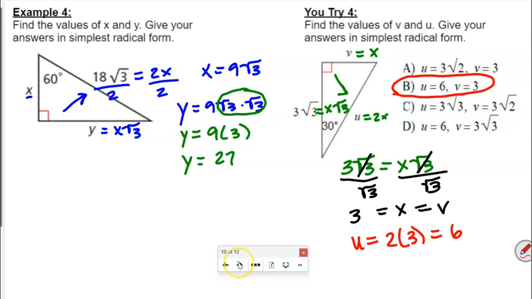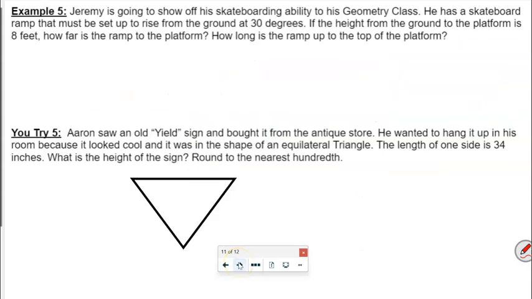Okay? All right, so the next one says Jeremy's going to show off his skateboarding ability to his geometry class. He has a skateboard ramp that must be set up to rise from the ground at 30 degrees. So I'm going to make it a ramp and I'm going to make it rise. So this is going to be my 30 degrees. And then I'm going to clean this up a little bit so I can make a straight line over here.